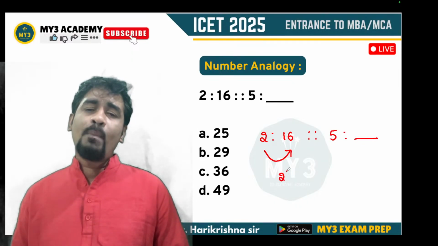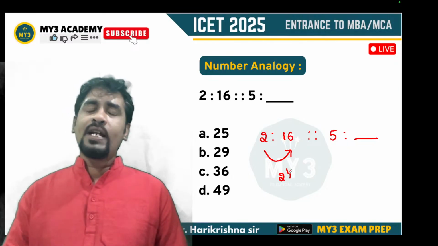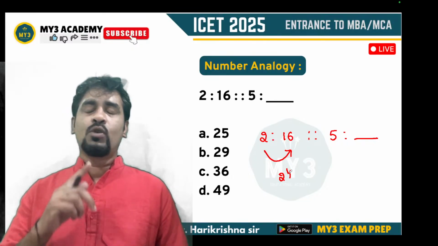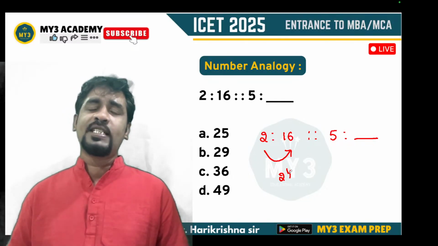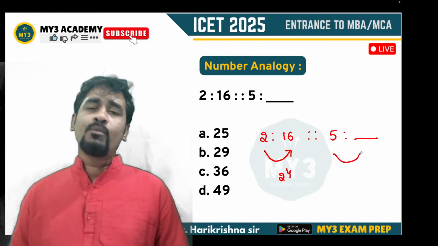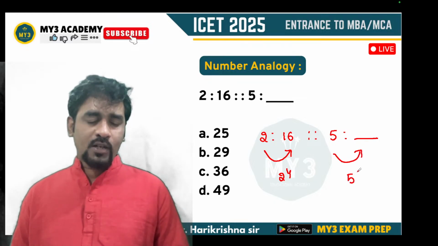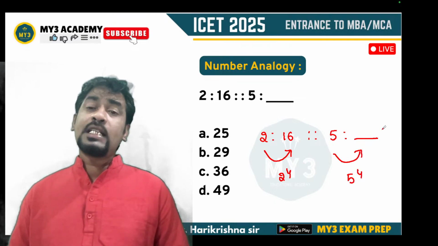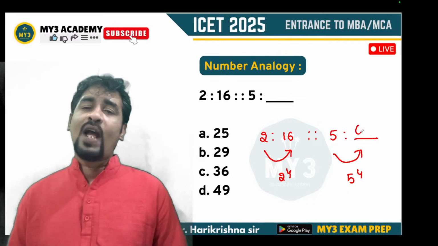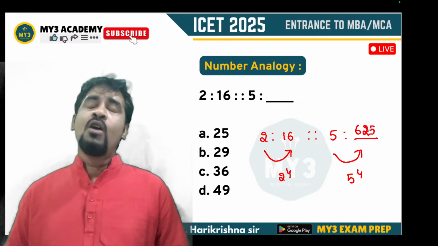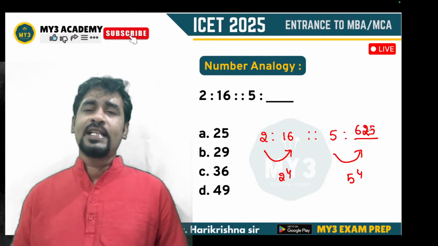I know the powers of 2 very well. 2 power 1 is 2, 2 square is 4, 2 cube is 8, 2 power 4 is going to be 16. So I thought 2 becomes 2 power 4. Then 5 becomes 5 power 4. What is the value of 5 power 4? 5 power 4 is 625, because 5 square is 25, and 25 square is 625.